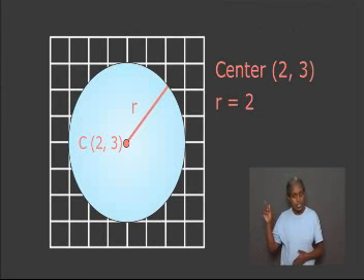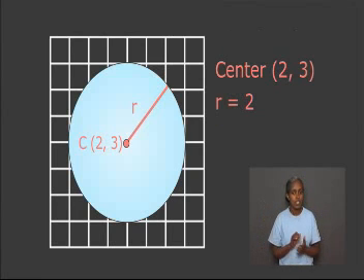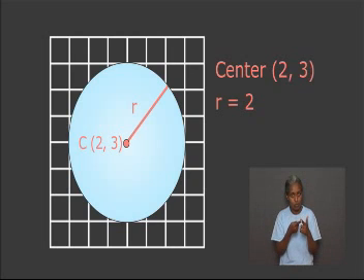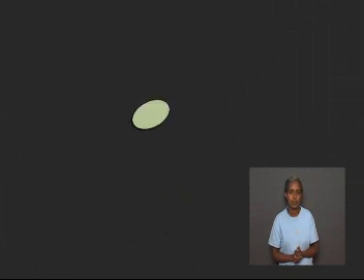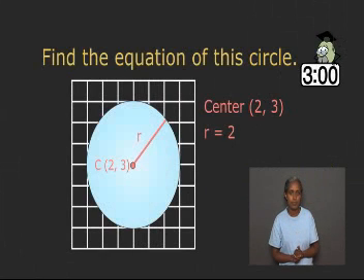Here is a new circle. It has its center at 2, 3, and a radius of 2. Try to find the equation of this circle, students. Here's a hint. Use equation number 2 to help you find your answer. You may begin now. Students, let's get ready. Begin.